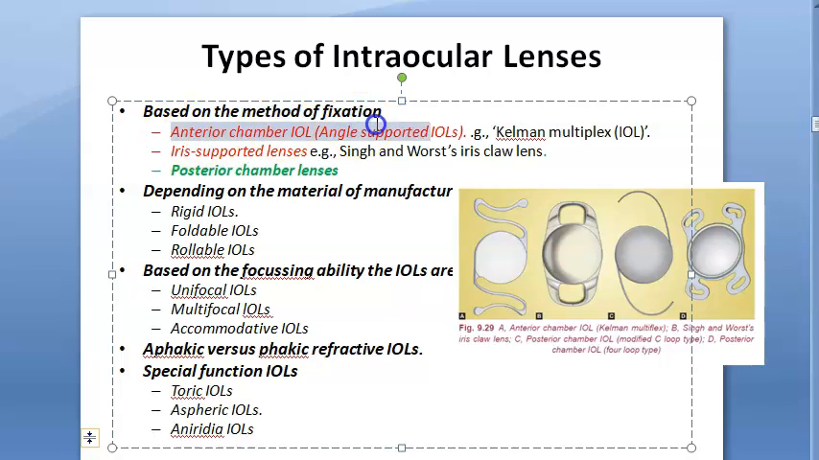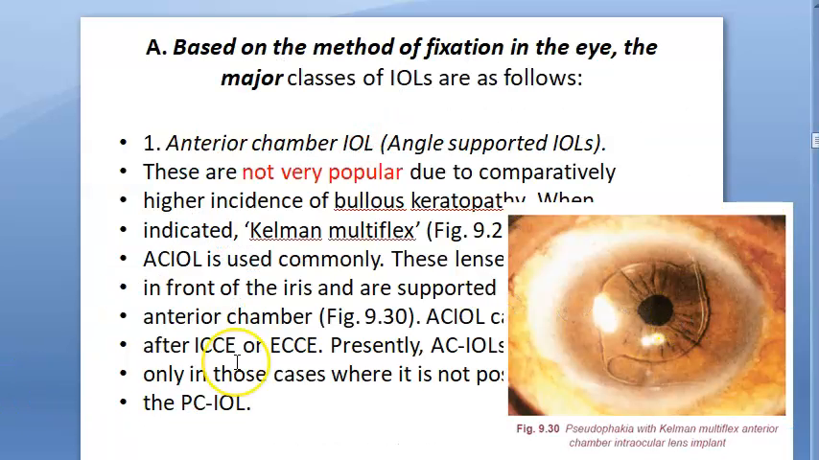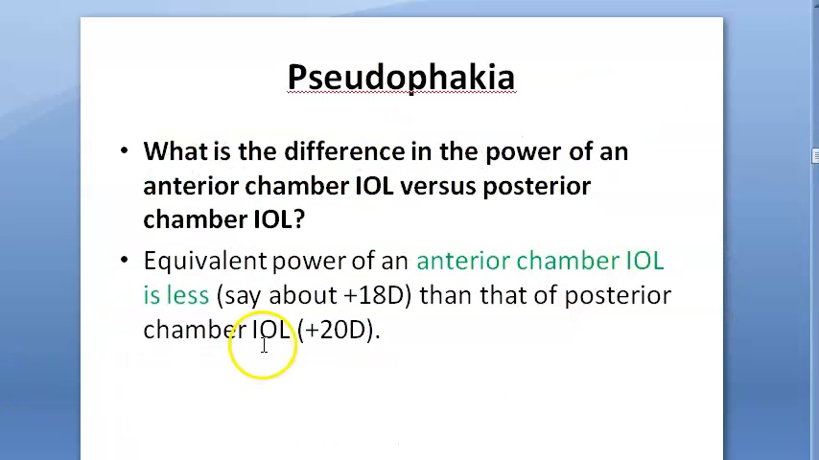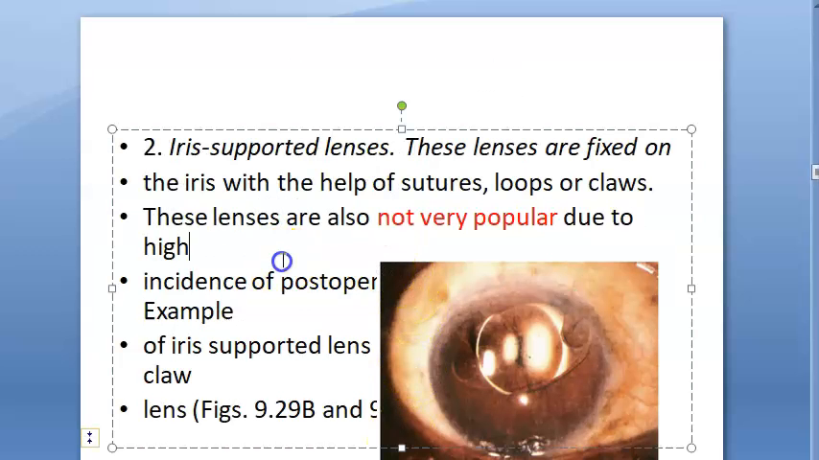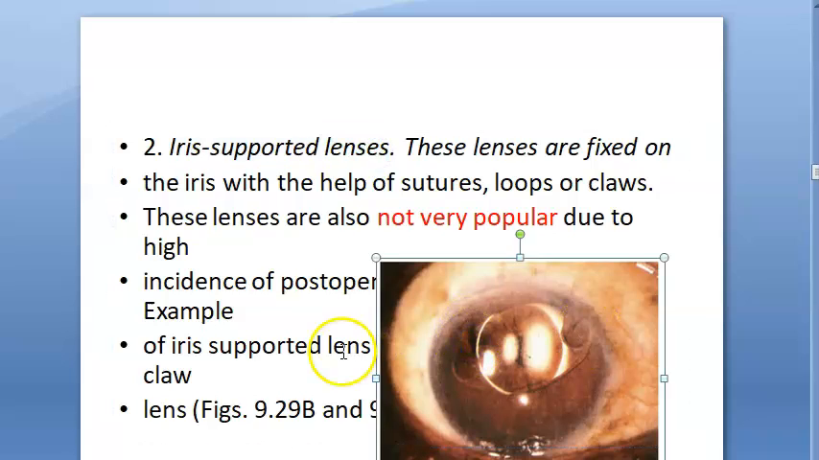You have anterior chamber IOL, also called angle supported IOL, which is not used much. Kelman. Iris supported lens, Singh and Worst iris claw lens, and posterior chamber lens. This is the anterior chamber lens, not much used. Anterior chamber lens will have a little less power than posterior chamber lens. Iris supported lens is also not very popular.